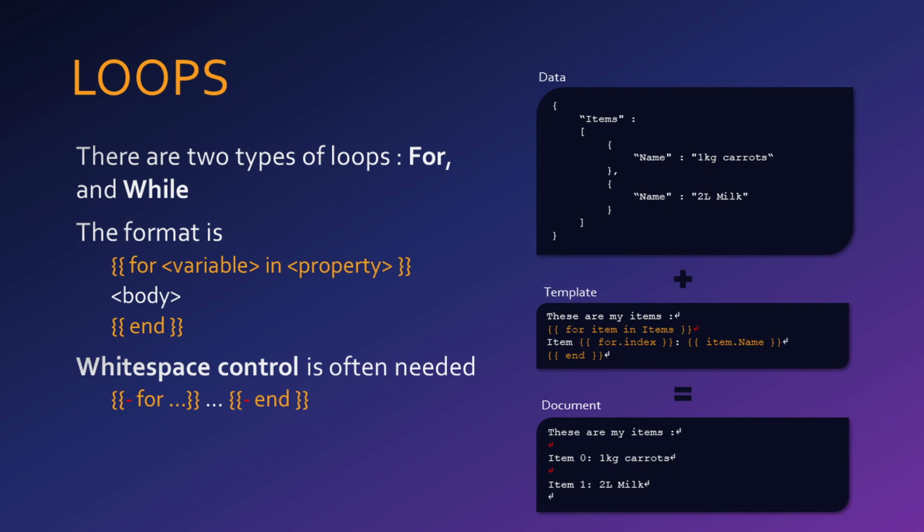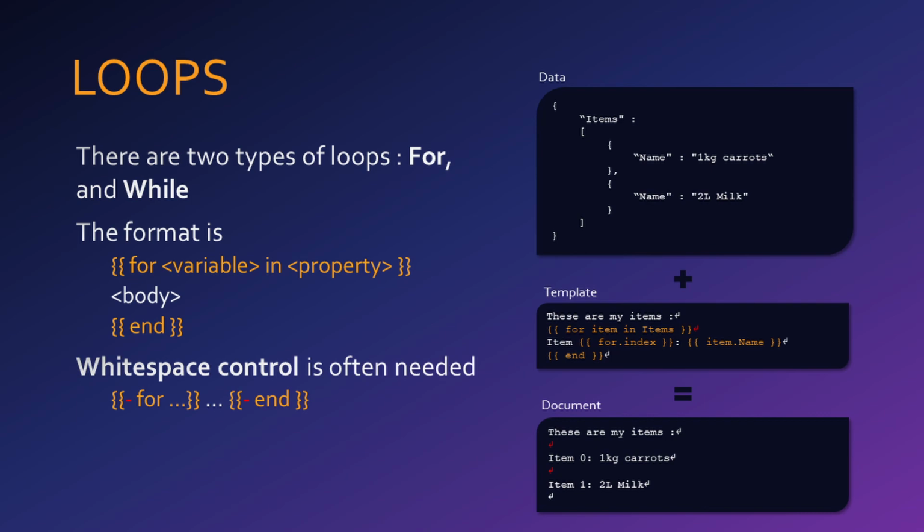Firstly, the initializer, containing the property to loop and the name of the looping variable. The property that you use must be an array. Second, the body, where you can use the looping variable to output your content. And finally, the end statement, which closes out the for loop. To see how it all works, take a look at the example on the right. First, in the data, you'll notice that the items property contains an array of objects. Each object has a name property.